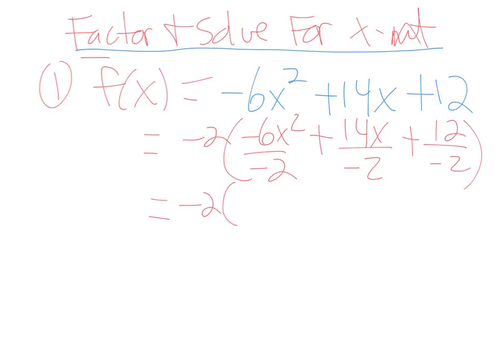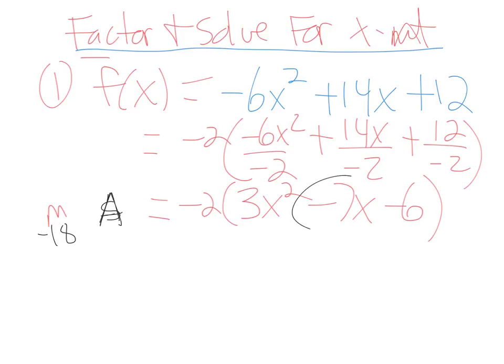So negative 2 goes into negative 6 3 times, 3x squared. Negative 2 goes into 14x, negative 7x times. And negative 2 goes into negative 12, negative 6. Okay, so now we need to come up with two numbers that multiply to a times c. So it's going to be 3 times negative 6. So it multiplies to negative 18, and it adds to the middle term, which is negative 7. Okay, so it multiplies to a negative, and it adds to a negative.